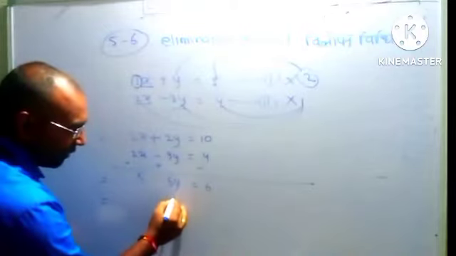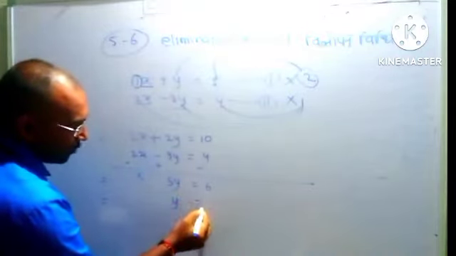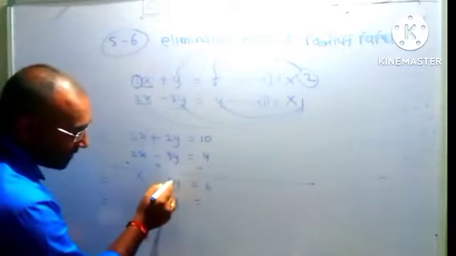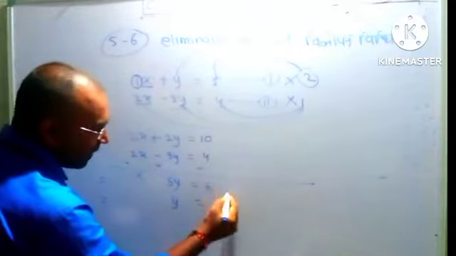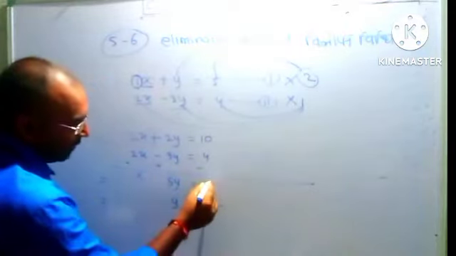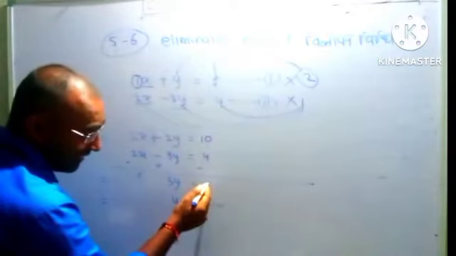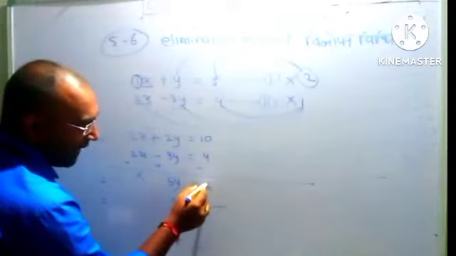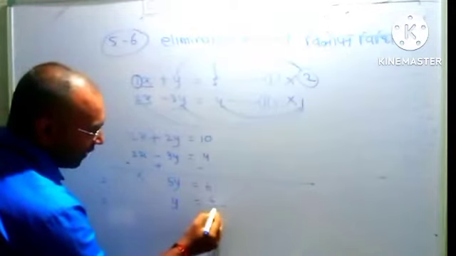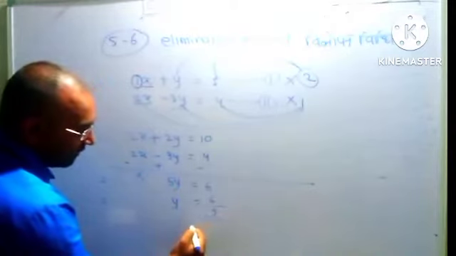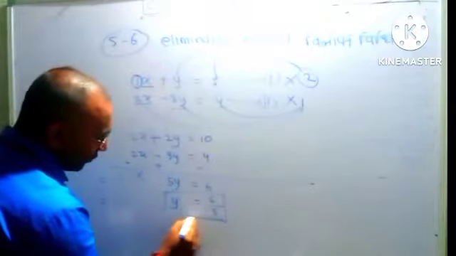Now we have to find out the value of y. So y is equals to, there is a multiply sign. After transposing, multiply will get converted into divided by, and whatever number is already written in the right hand side, first of all we have to write down that number. So 6 divided by 5. This much is clear? Yes, sir. The value of y is equals to 6 divided by 5. This much is clear now?